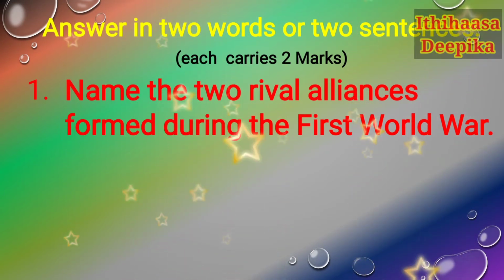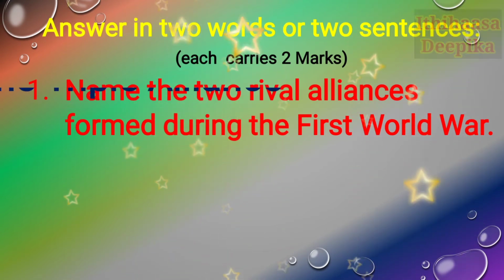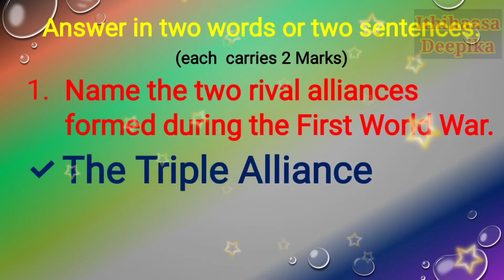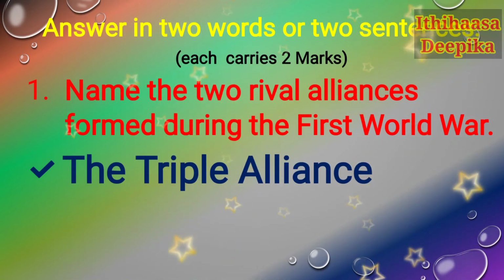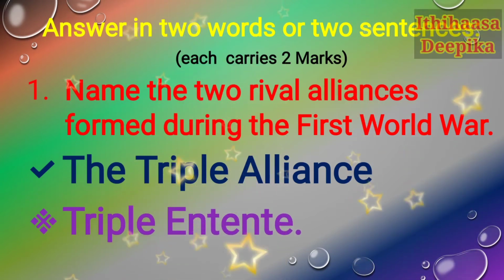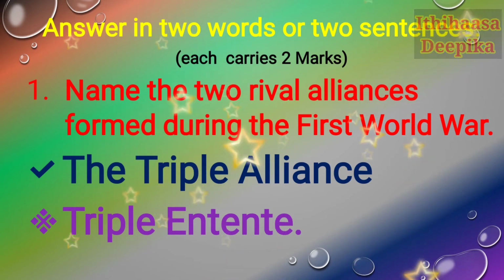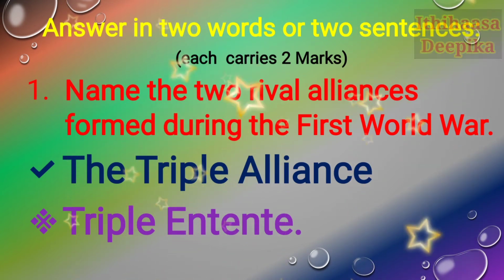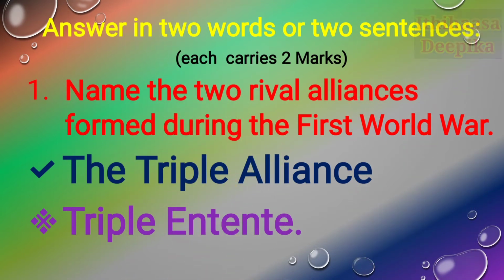The 2 rival alliances are the first one, the Triple Alliance, and second one, the Triple Entente. The Triple Entente and Triple Alliance are the 2 rival alliances formed during the First World War. So the answer is the Triple Alliance and Triple Entente.